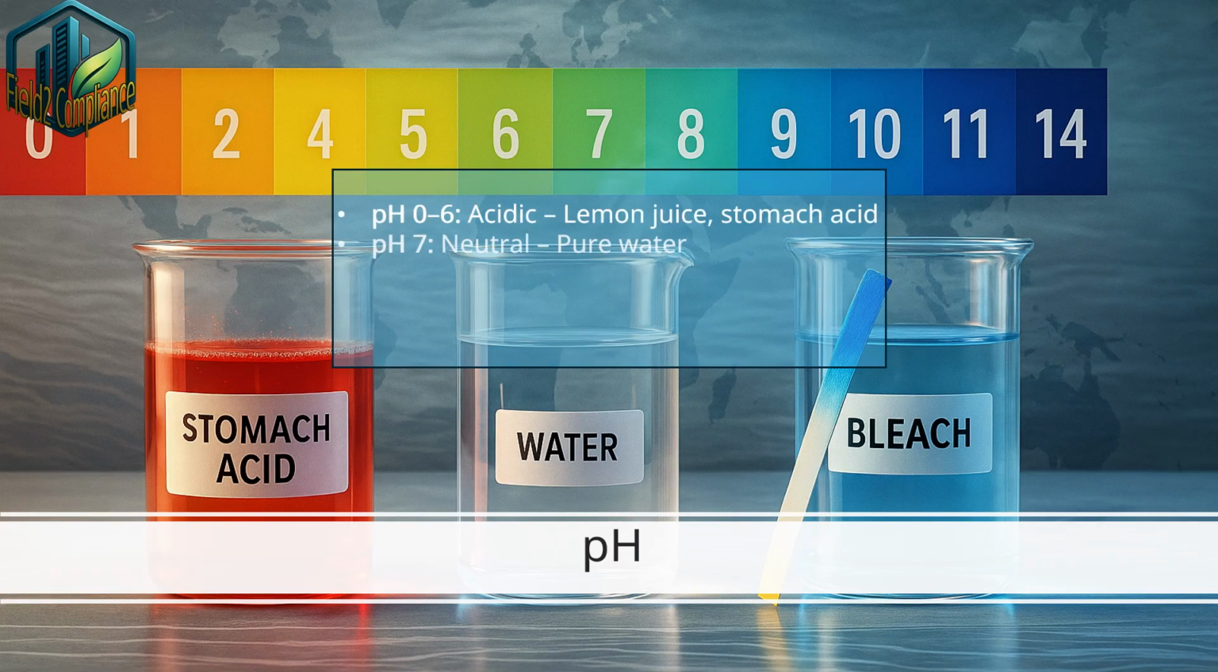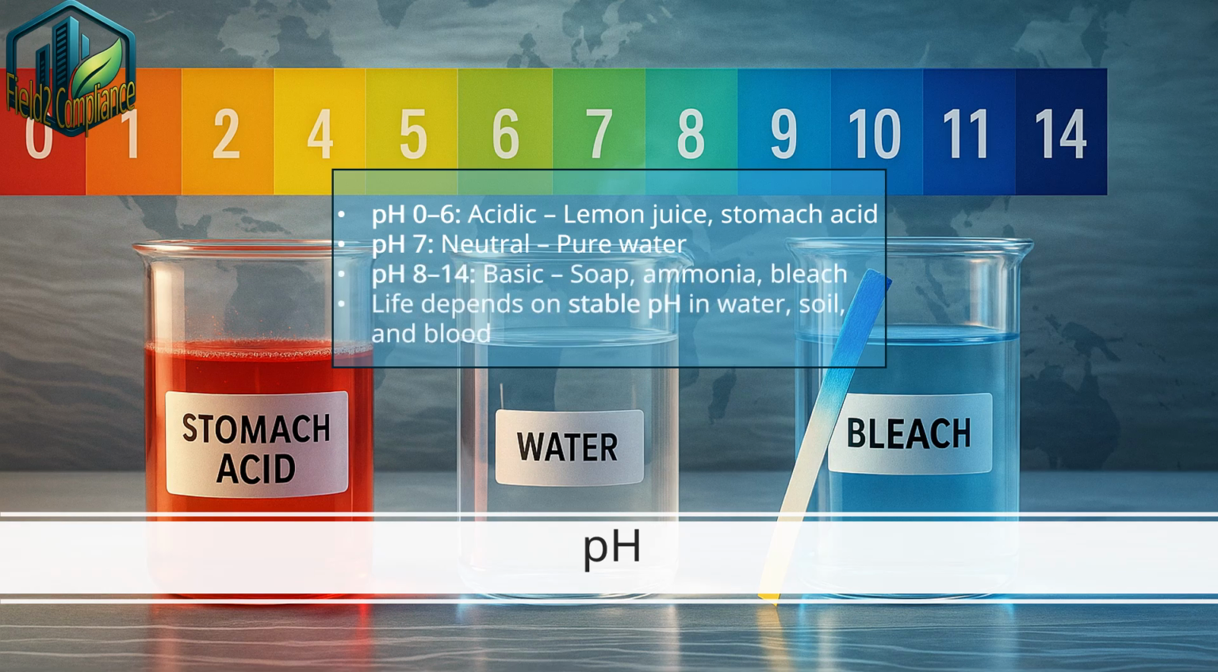pH measures the power of hydrogen, the heartbeat of every solution. A low pH means high acid strength. High pH means a strong base. Water sits neutral at 7, stomach acid at 1, bleach around 12, and our bodies, lakes, and oceans live within narrow pH windows that control life itself.